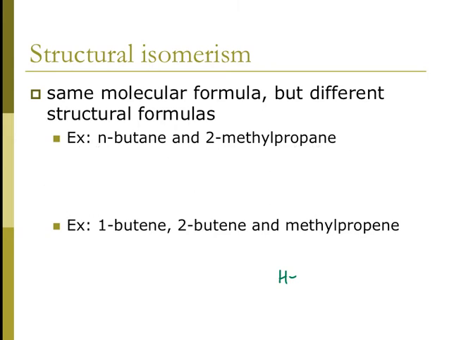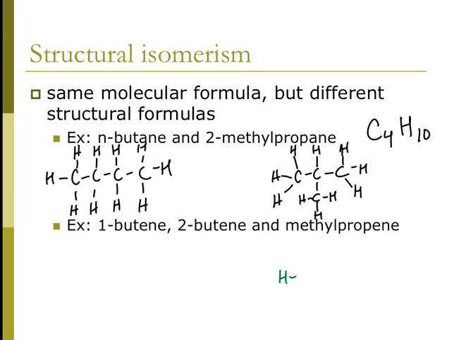Alright, we're going to talk about isomers, structural isomerism. Isomers have the same molecular formula, but they can have different structural formulas. For example, both n-butane and 2-methylpropane have the formula C4H10, but they have very different structures, and different physical and chemical properties.